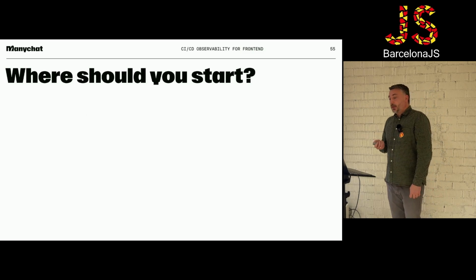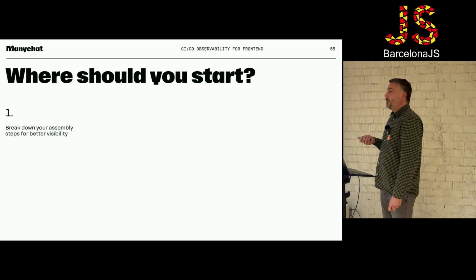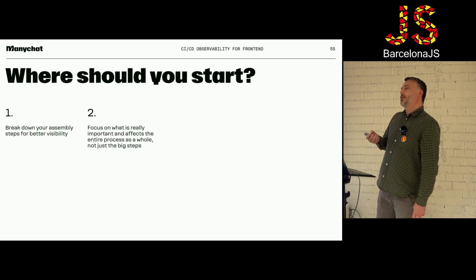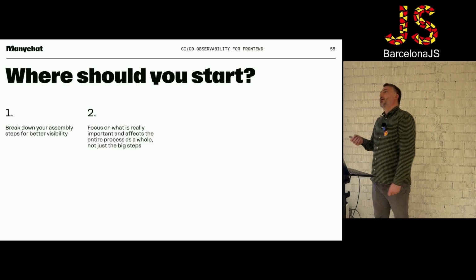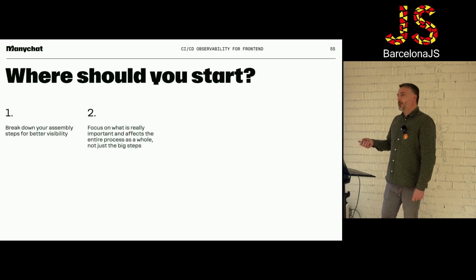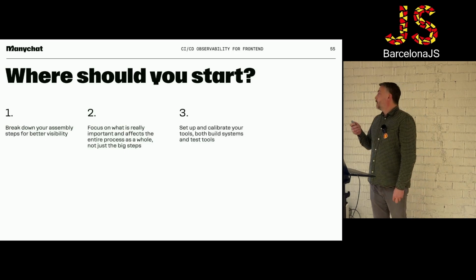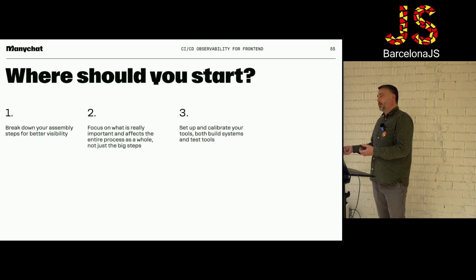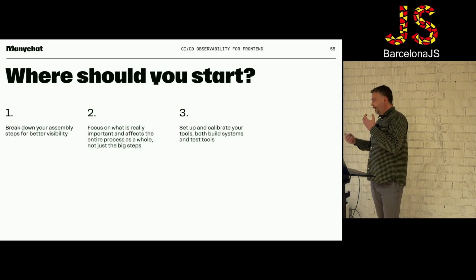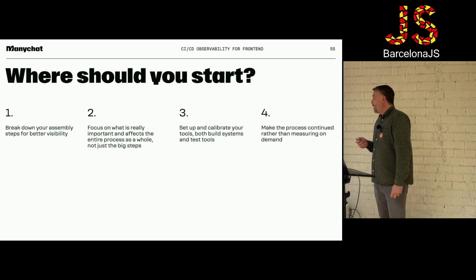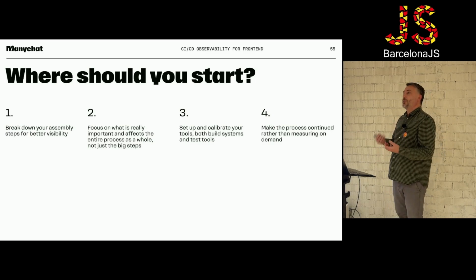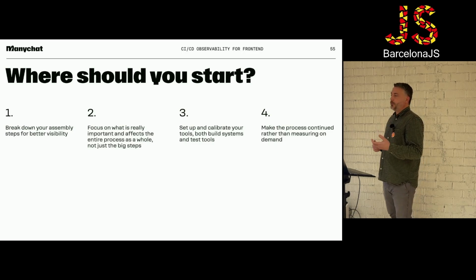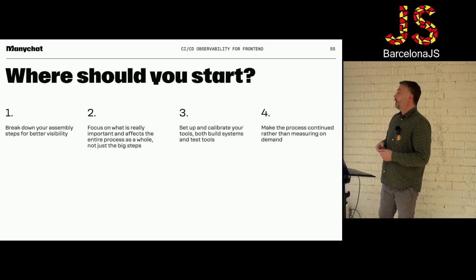And where should you start? The first one, of course, is to separate your steps. The second, you focus not on the big steps, but on the meaningful steps, which impact your full CI/CD pipeline timeline. And you should set up and collaborate both build tools and CI/CD infrastructure. And you should make this process not on-demand measuring, but continuous measuring, to focus on each day's releases and each day's measurement of your steps.